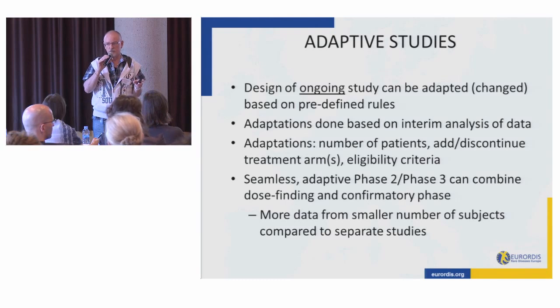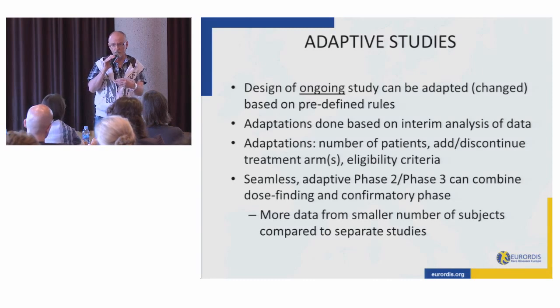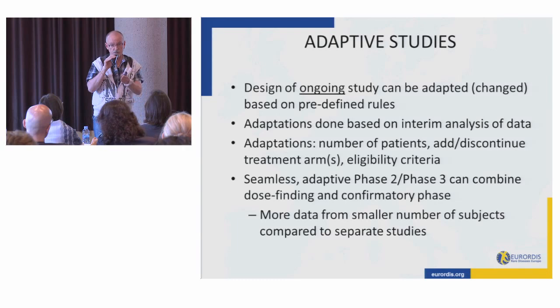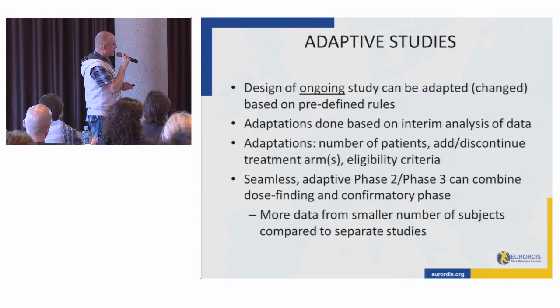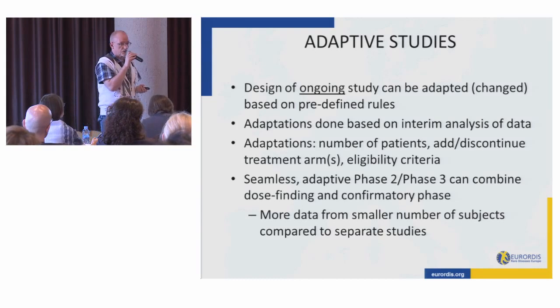But in a seamless trial, you begin with phase 2 and you move on without any pause to phase 3. So you have an interim analysis at the end of phase 2. You look at whether you've found the right dose, whether there's acceptable safety and so forth, and then you continue directly to phase 3. And in the best case, you can get much more data from a smaller number of study subjects by doing this sort of trial. But it's logistically really demanding, and it has to be extremely well planned.